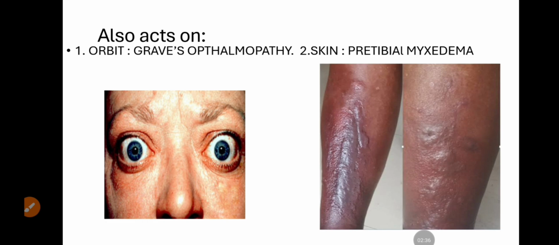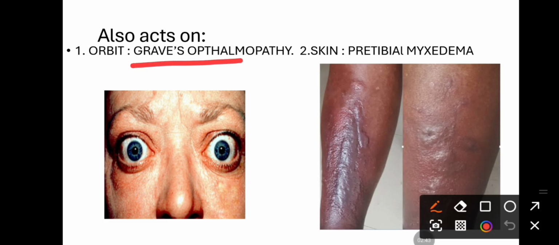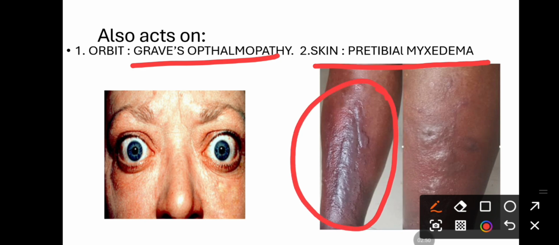So as we discussed earlier, Graves' disease also acts on the orbit as Graves' ophthalmopathy, and on the skin as pretibial myxedema. Pretibial myxedema means an orange discoloration on the shin initially.